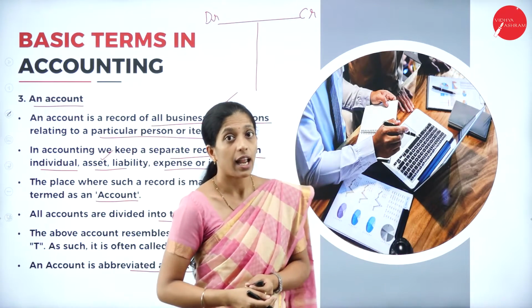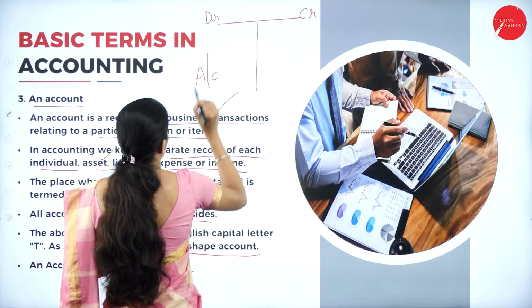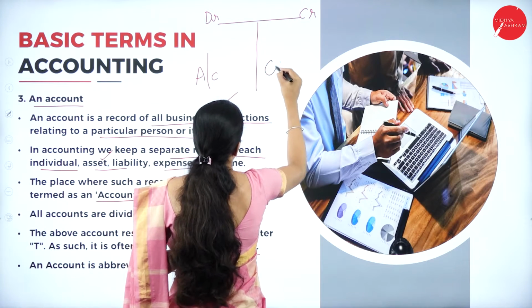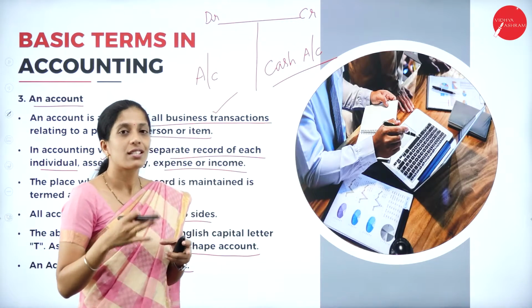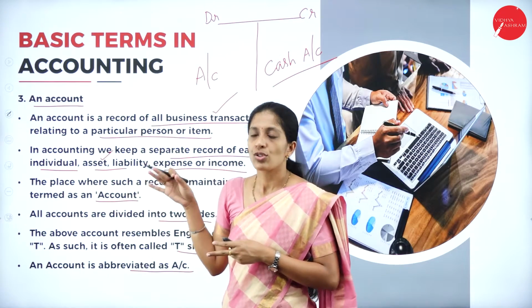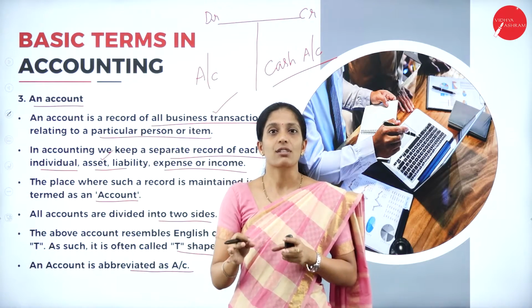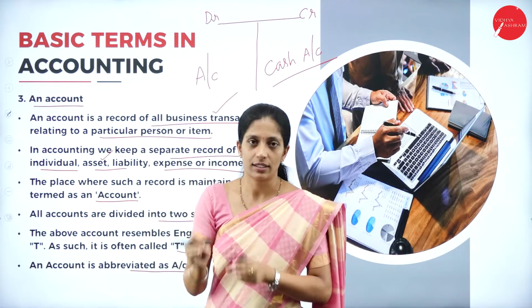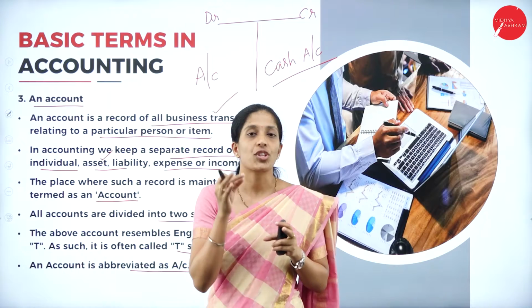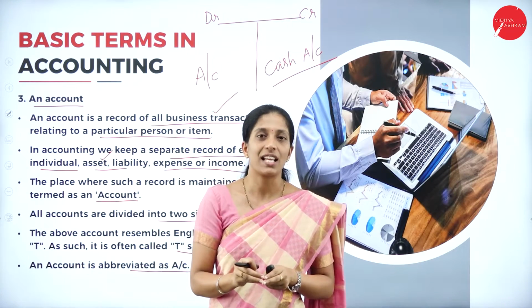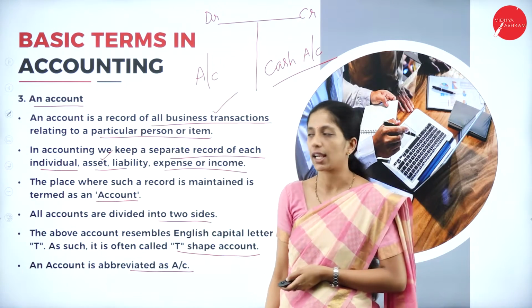How do we write account in accounting? That is A/C. Suppose it is a machinery account or a cash account, we will record it as cash A/C, that is cash account. So this is the term account. Hope you know about account. Depending upon the nature, we are going to place the items into a particular place, which is called an account, and it will be in the shape of T. So it is called a T-shape account.